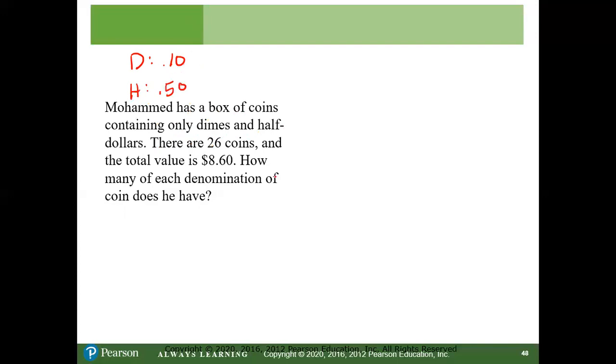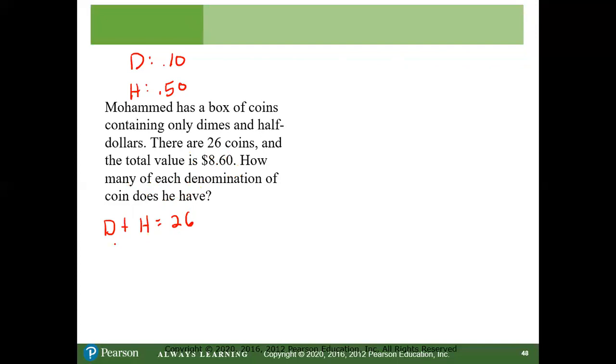So I'll just kind of write that over here. There are a total of 26 coins and a total value of $8.60. So we know that if we add the dimes plus the half dollars, there are 26 total coins. And we also know that there's a total monetary value of $8.60. We can actually figure out how many of each denomination of coin they are going to have.